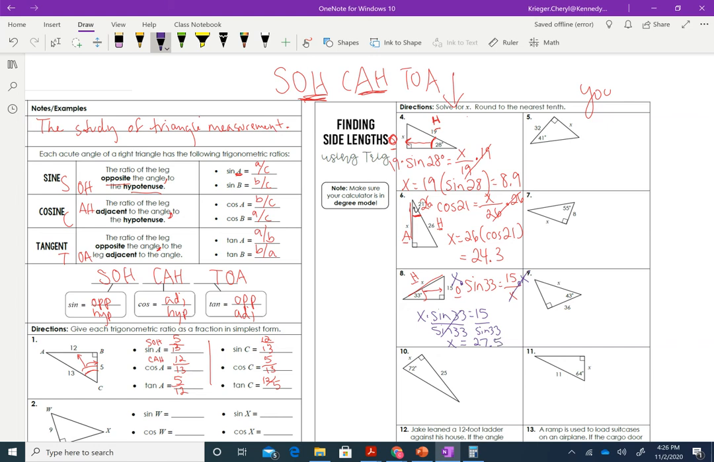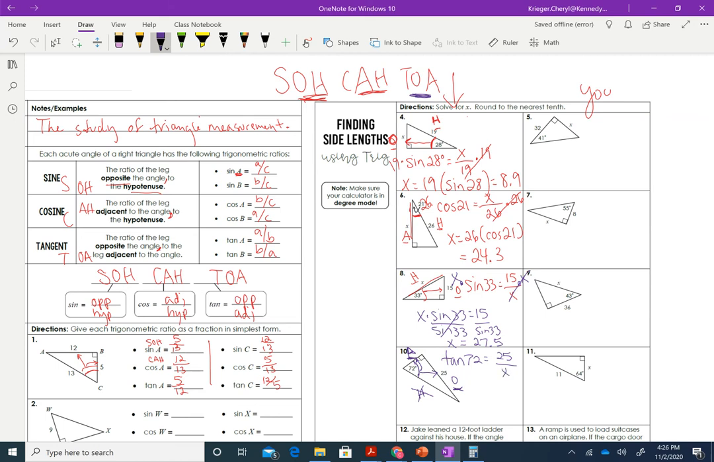Okay, so number 10, now we have an angle, the side opposite the angle, and the side adjacent to the angle. So this is an A. This is my hypotenuse, and they don't let us use our hypotenuse at all. So which trig function has an O and an A? That's TOA. So that's tangent of my angle, 72, equals opposite, 25, over adjacent, x.